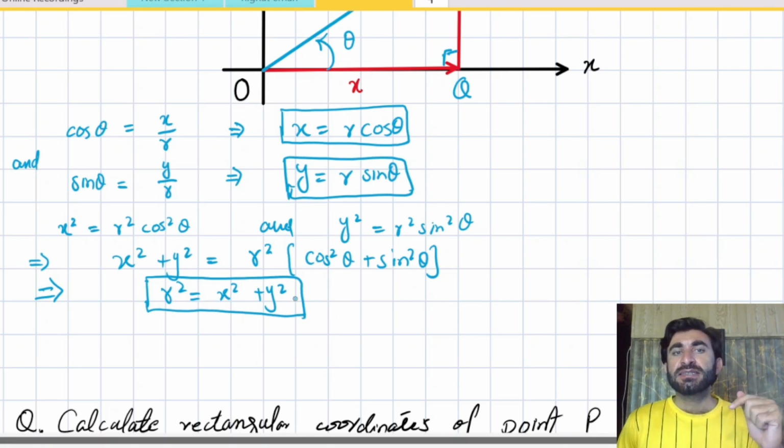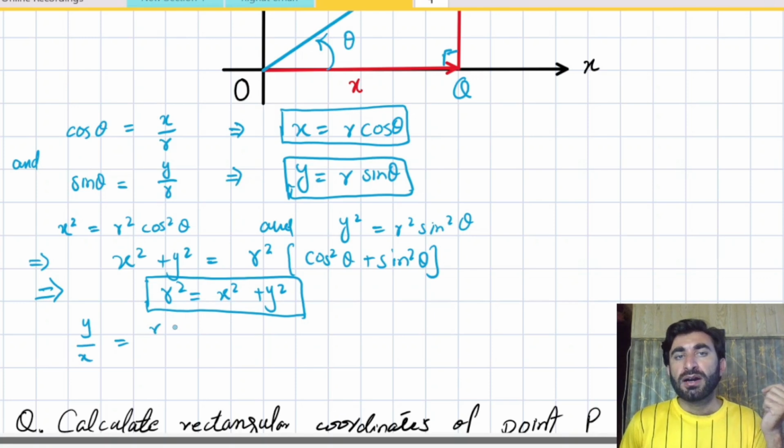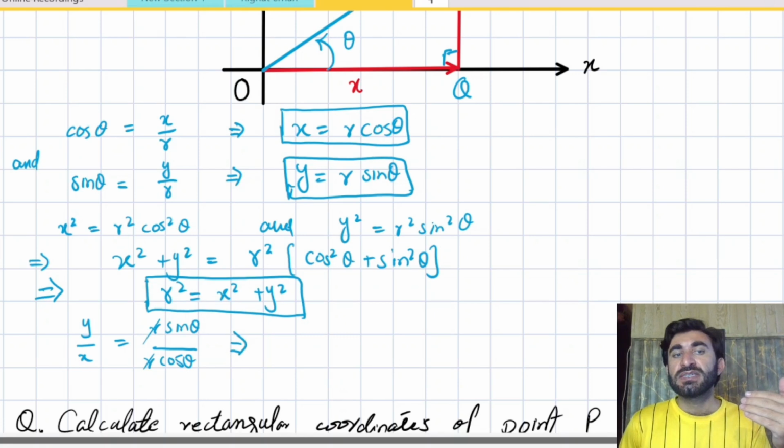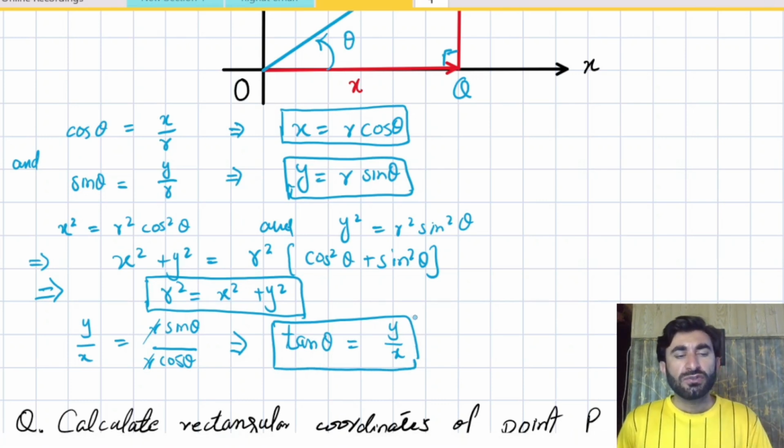If I divide the x and y values which we derived over here, if I divide the y with the x, what does it become? It becomes y upon x is equal to r sine of theta divided by r cosine of theta. R is cancelled out, and sine of theta divided by cosine of theta is basically tangent of theta. And tangent of theta is equal to y upon x. So that is another relation between the rectangular and the polar coordinates of a point. So these are the four relations we use.